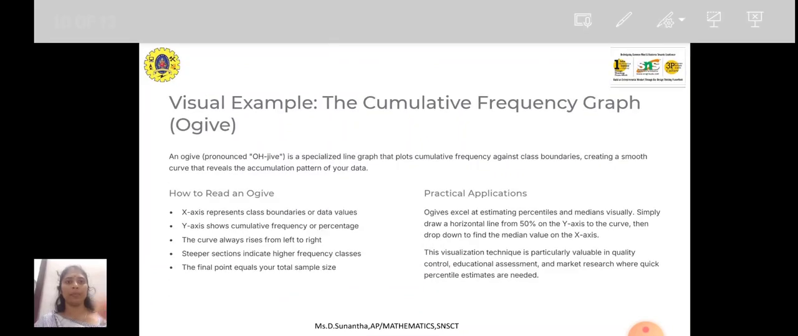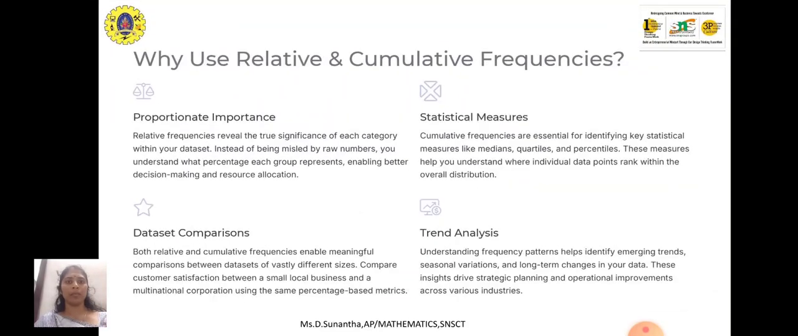Next is why use relative and cumulative frequencies. So the proportionate importance. Relative frequencies reveal the true significance of each category within a data set. Instead of being misled by raw numbers, you understand what percentage each group represents, enabling better decision making and resource allocation.